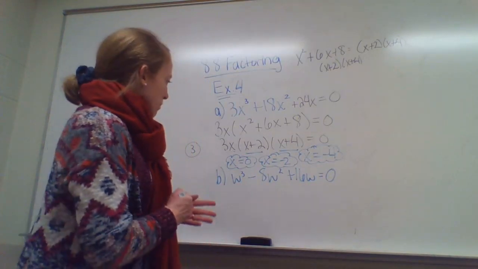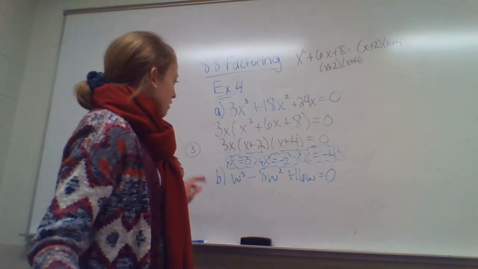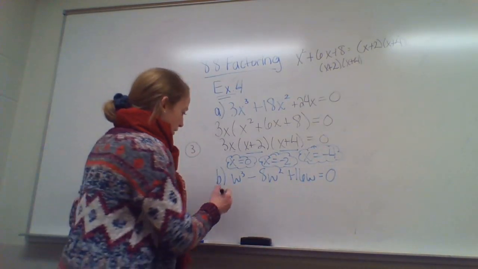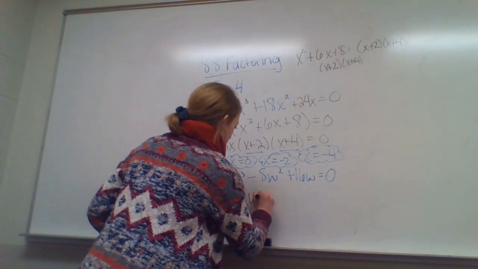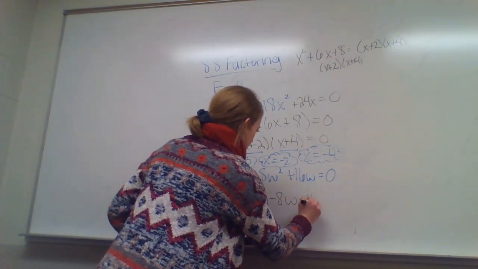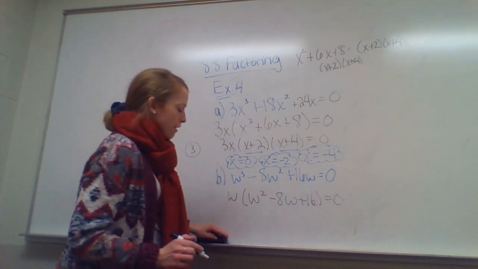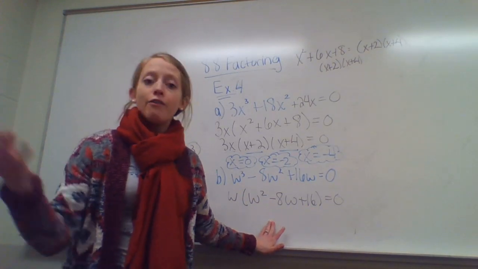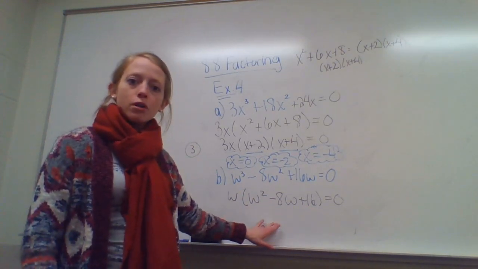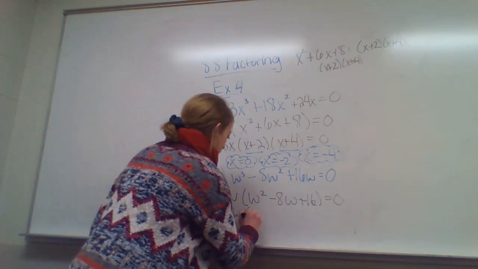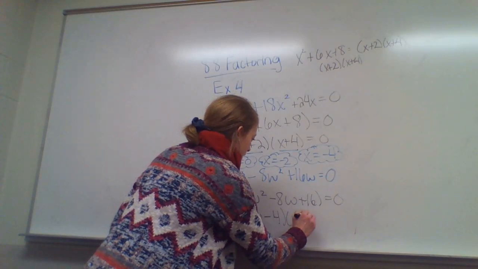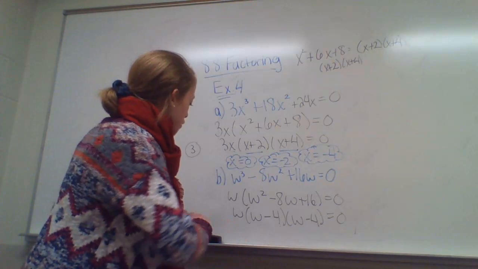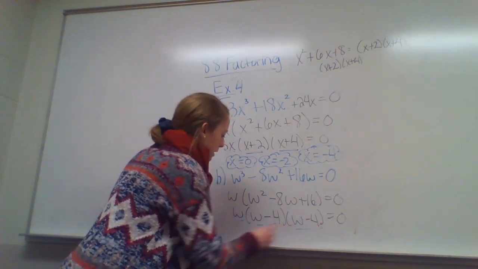Okay, a very similar situation with part B. So first of all, to factor, we notice that all 3 terms have a w in them. So let's factor out the w. We'd be left with w squared minus 8w plus 16 equals 0. Now, can you think of 2 numbers that would multiply to 16 but would add to 8? 4. And since the 8 is negative, they would both be minus 4s. So w minus 4, and w minus 4. So once again, we have 3 factors: w, w minus 4, and w minus 4.